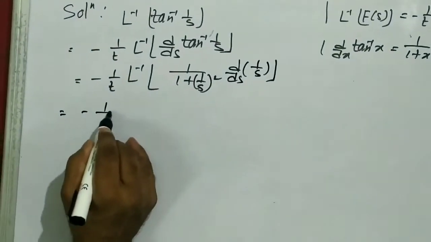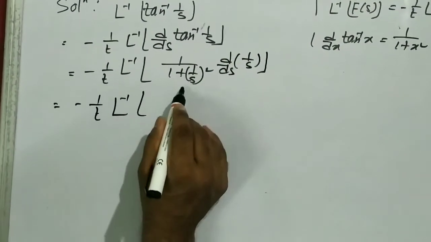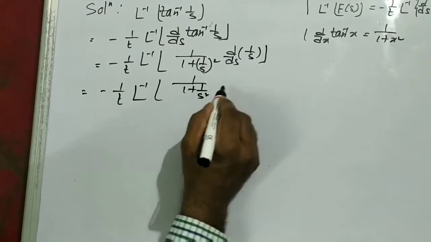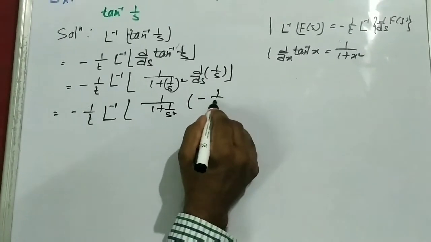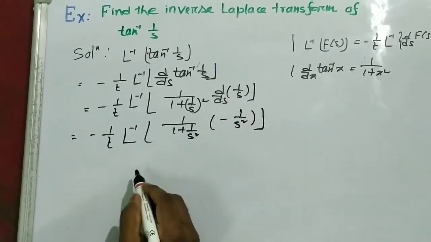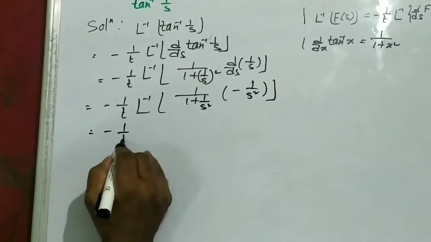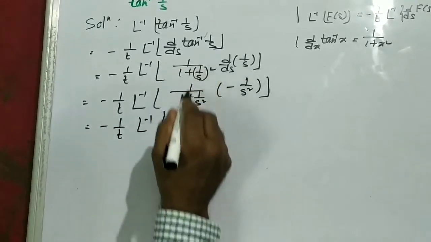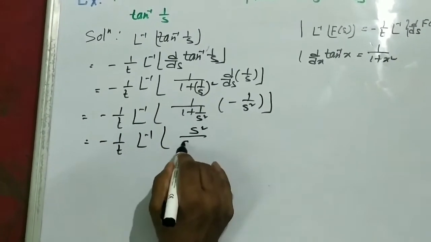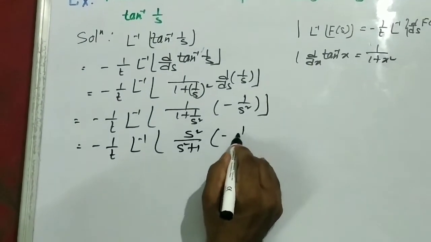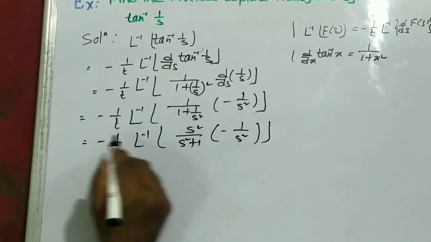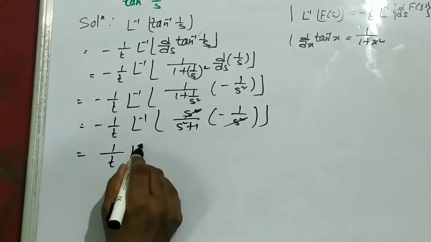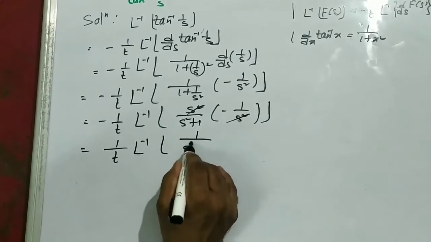Now minus 1 by t, L inverse, this is 1 by 1 plus 1 by s square, and if we differentiate, this will be minus 1 by s square. So minus 1 by t, L inverse, if we take LCM, s square, s square next becomes numerator, s square plus 1, and minus 1 by s square. This minus plus, and s square cancel. 1 by t, L inverse 1 by s square plus 1.